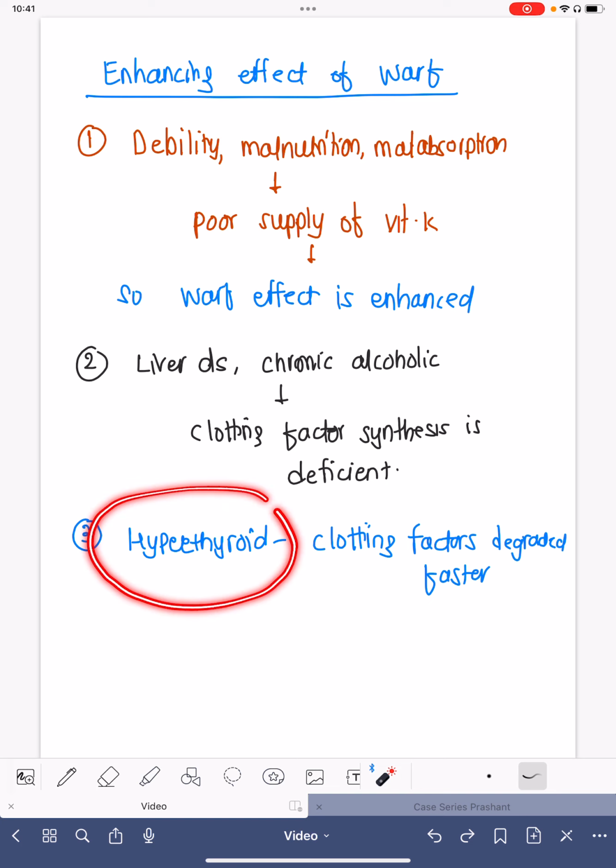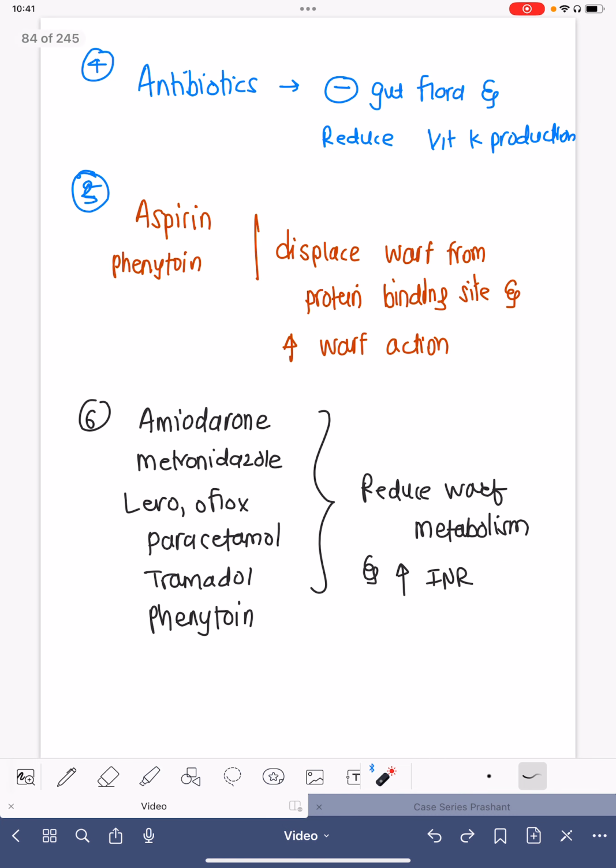In a hyperthyroid state, the clotting factors are degraded faster. That can be a problem, as the clotting factor deficiency can increase the risk of bleeding. The broad spectrum antibiotics very commonly inhibit the gut flora, and that is how they reduce vitamin K production, because vitamin K is produced in the gut by the gut flora as well.